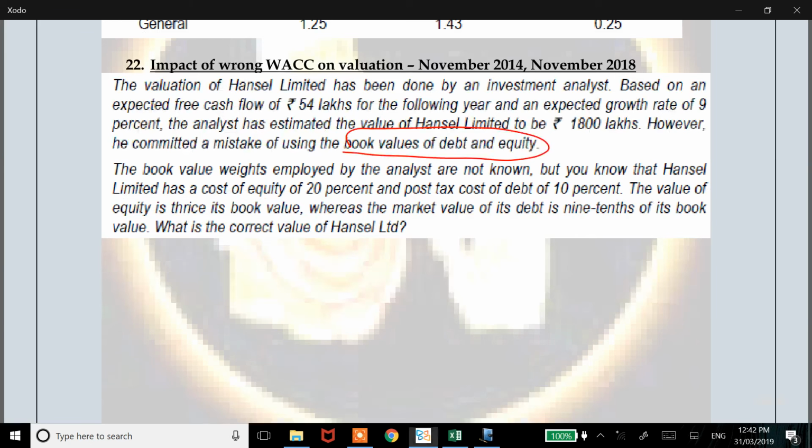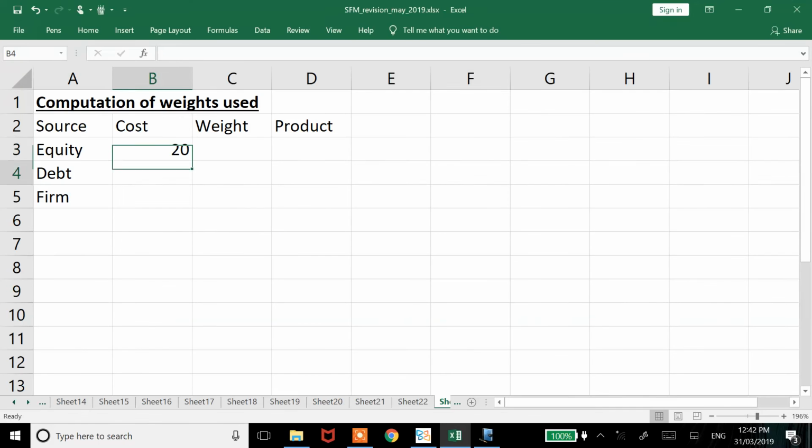What's the cost of equity given? 20. Cost of debt is 10. Firm is 12. Now I don't know the weight, so I'll write this as W1. This is 1 minus W1 and it will add up to 1. The weights of debt and equity are W1 and 1 minus W1.